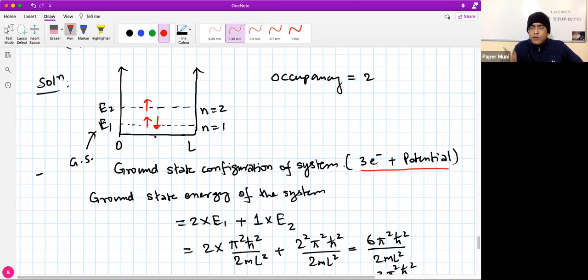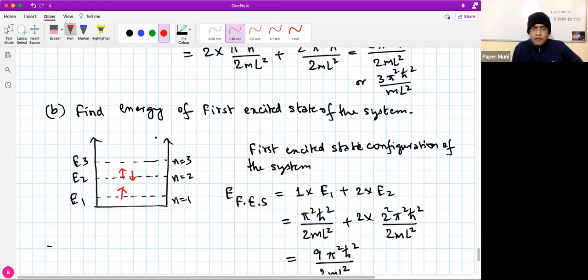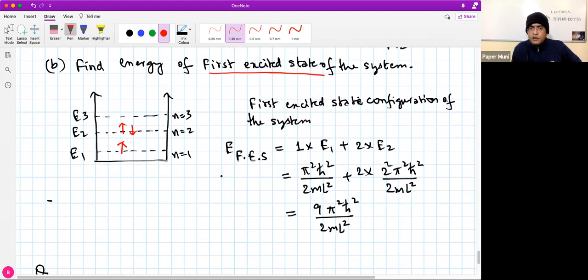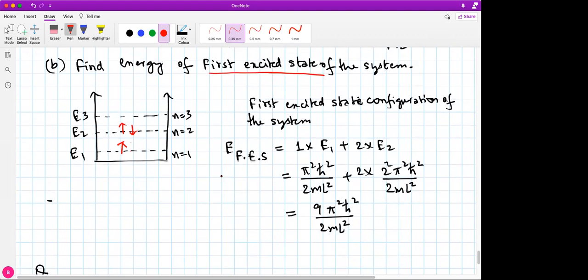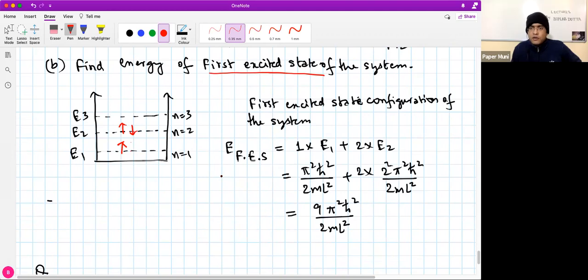Now what about the higher states? What is the next higher energy? For the next higher energy, we will promote this electron to the next state. If I give some energy, one of the electrons goes to the next state. So this gives you the next excited state. Okay, so why we did this. Now what is the confusion about?